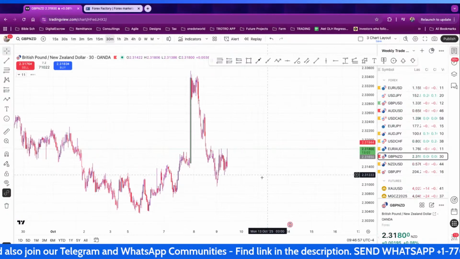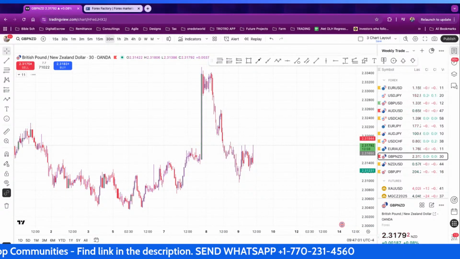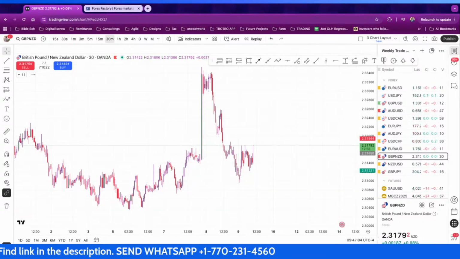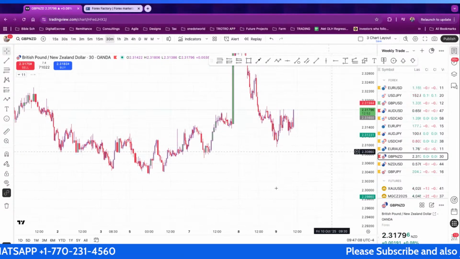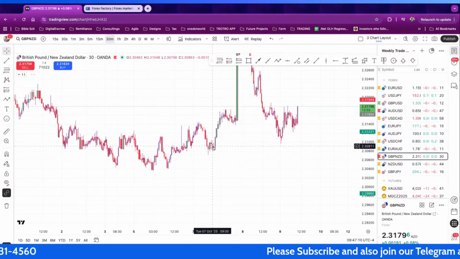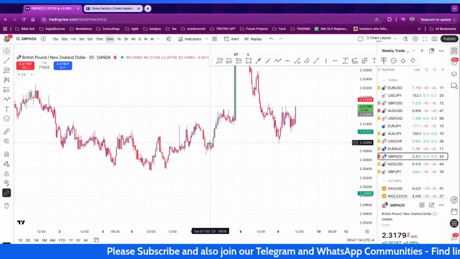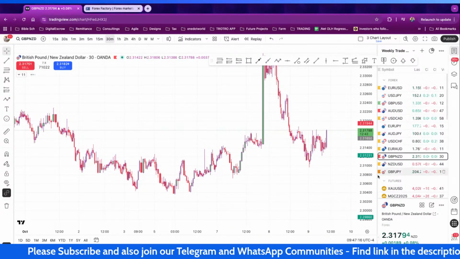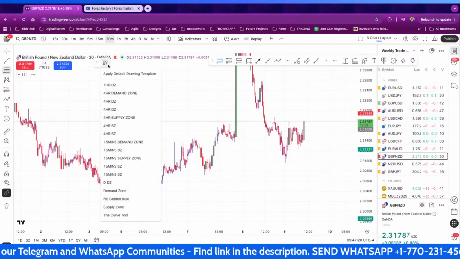GBP NZD. Oh man, we are also... But if you took it, because I put this in yesterday at dawn or whatever, you should be in profit now, right? Yes, if you took this, it was on the grid. So those who took it on the grid, you should be sitting in decent profit.